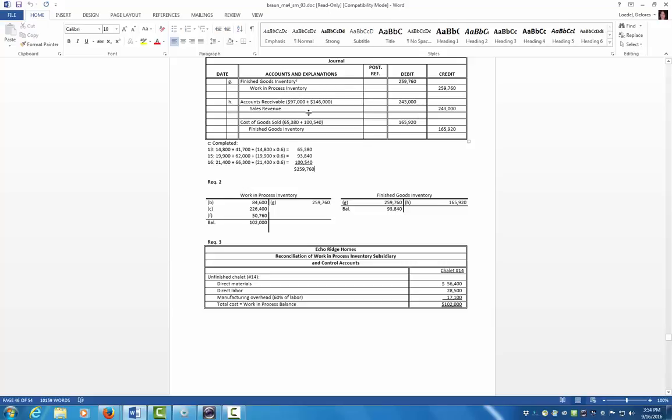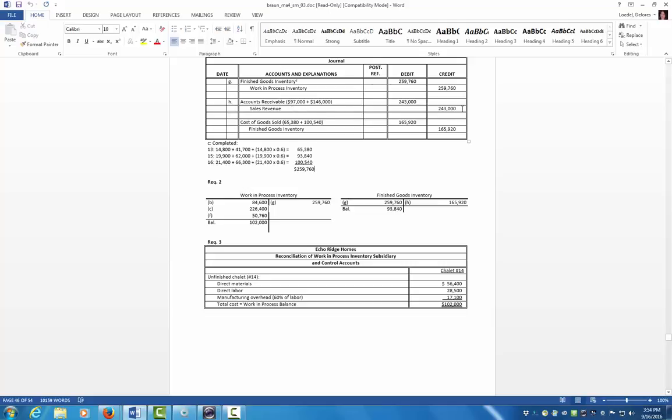Okay, then in Part H, it tells us that the chalets sold on account were numbers 13 and number 16. They were sold on account. They tell us how much those were sold for, $97,000 and $146,000. On account, debit accounts receivable, and credit our sales revenue account.